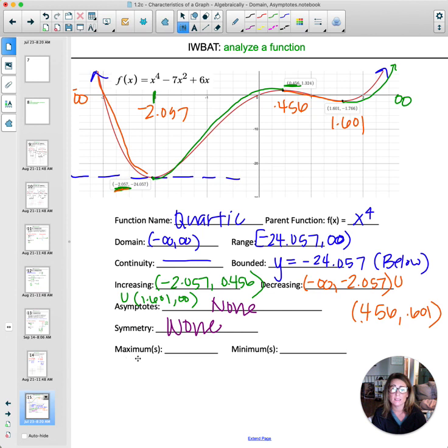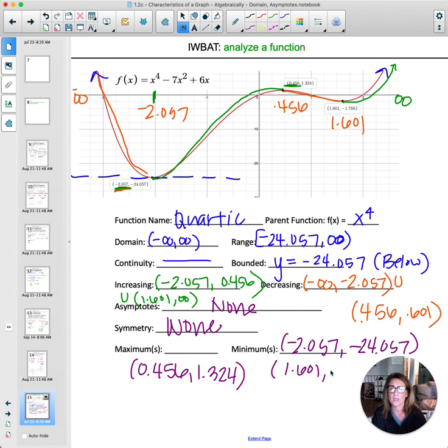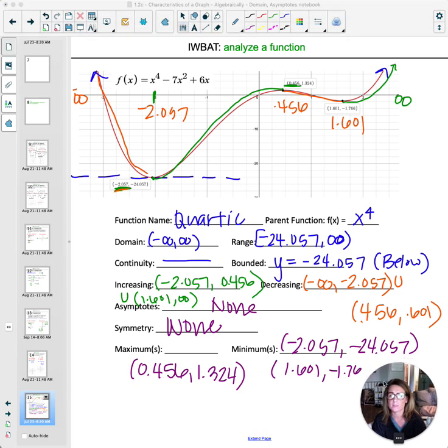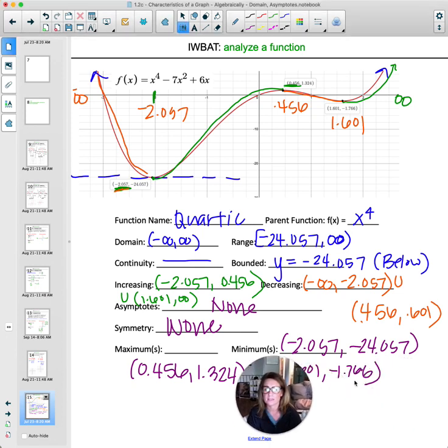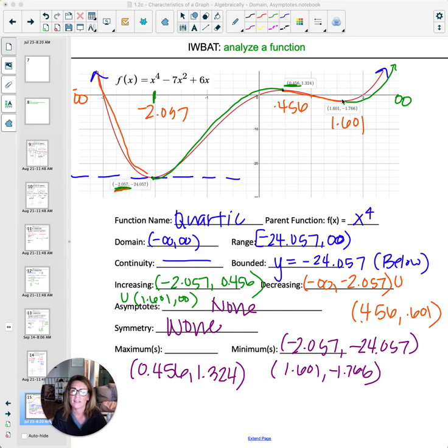Maximums, there's one. That's 0.456, 1.324. And then there are two minimums, negative 2.057, negative 24.057. And then the 1.601, negative 0.766. Okay, then you can see we've got those two, this minimum and this minimum, and then a max here. So that's doing a full analysis of a function, so you should be able to do that for all functions now.